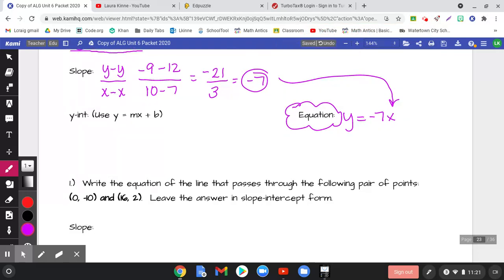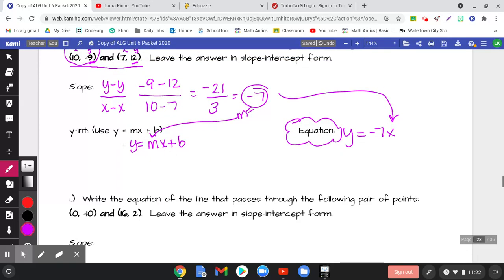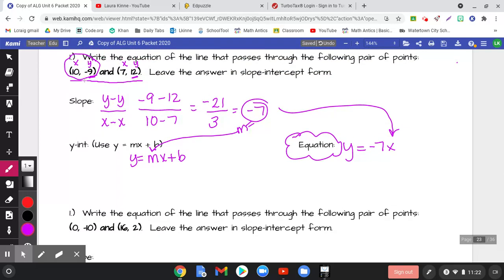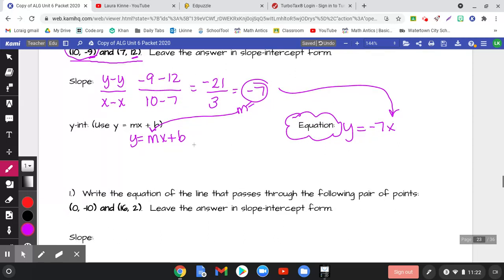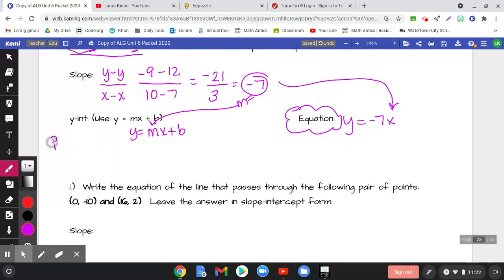So if we take the equation, y equals mx plus b. M, remember, stands for slope, and we know that the slope is negative 7. We're trying to find what b is. And you might say, well, what about x and y? We got 4 variables here. We'll pick one of the points. It doesn't matter. Let's go with 7, 12. It looks easier. So just pick one point.